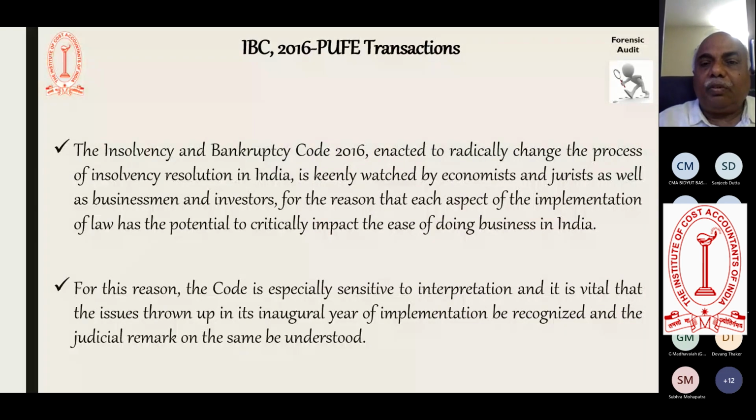The Insolvency and Bankruptcy Code radically changes the process of insolvency resolution in India. Today, bankers are also happy because the resolution time is reduced, which matters for the time value of money. The second thing is that professionalism is there. Earlier, when cases were filed, they would take their own sweet time. Economists, jurists and business investors are keenly watching, because each aspect of the implementation of the law potentially has a critical impact on the ease of doing business.